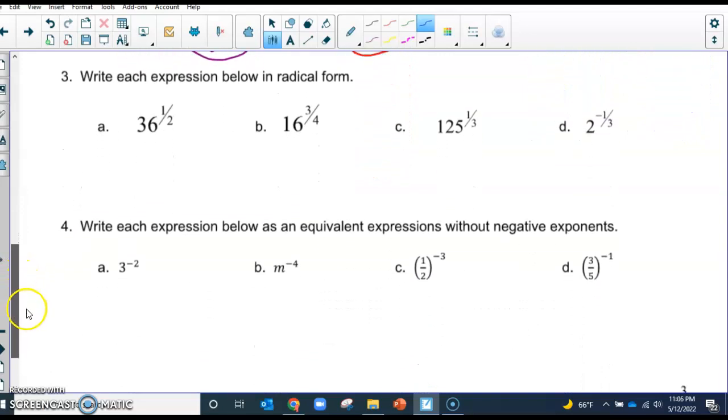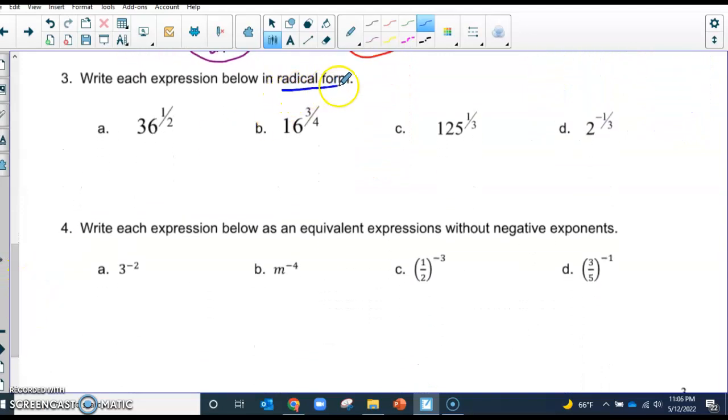Down here for number 3, it's asking me to just write it in radical form. I'm not actually solving. Remember, this guy is going out in the front, and then this guy is becoming an exponent. So out in the front for square root would just look like the squared. The 2 is invisible. You don't have to write it. And then this 1 becomes the exponent. Over here, my 4 is going out in the front, and my 3 is coming down. So this is going to be 4 root 16 to the 3rd.